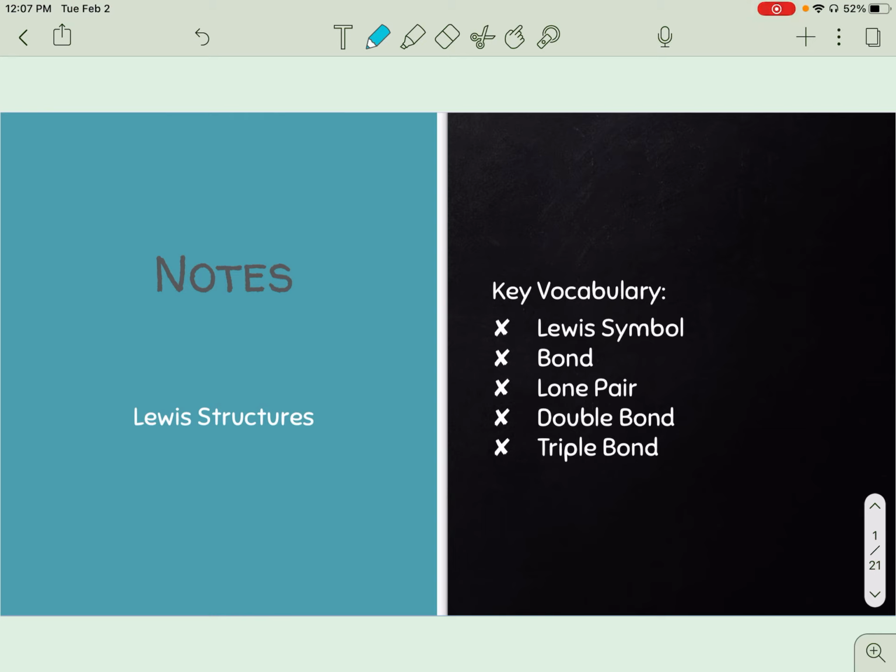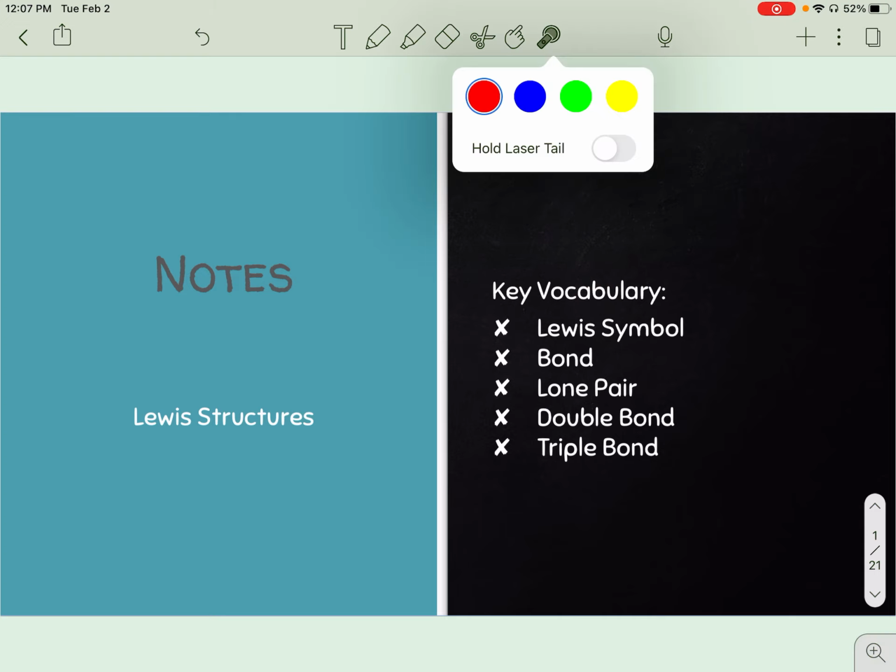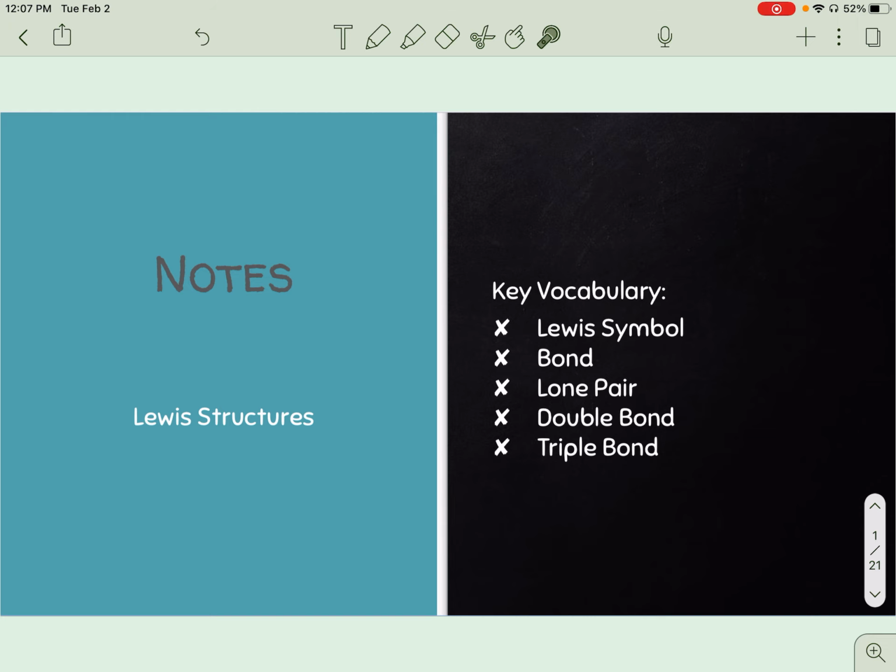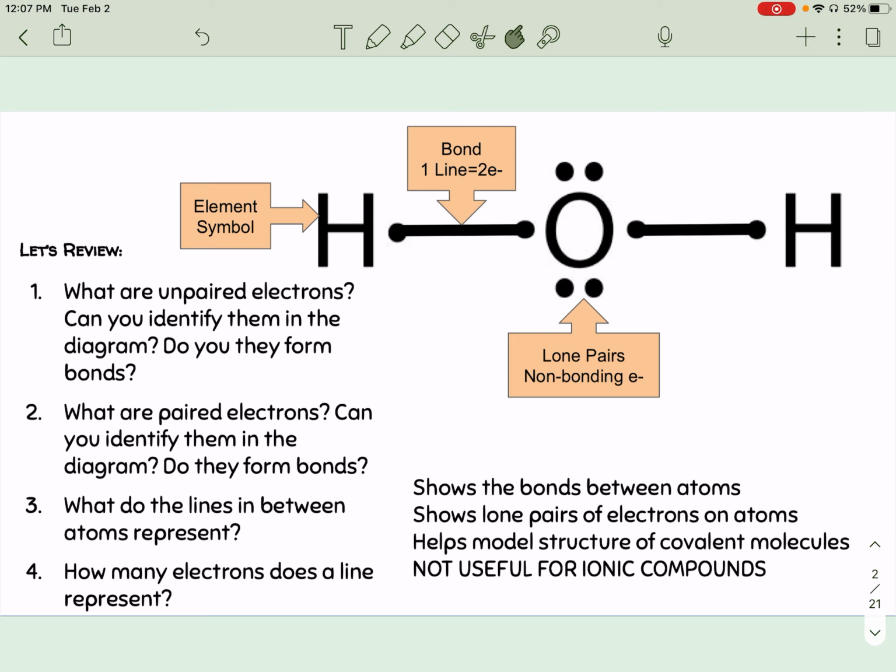Hello, scholars. Today we are going to be learning how to draw Lewis structures. These are based on those Lewis symbols that we learned in our last unit. So I'm going to show you how to do this. So let's get started. First thing we want to look at are components of the model.